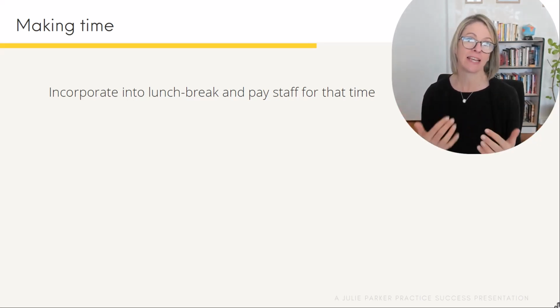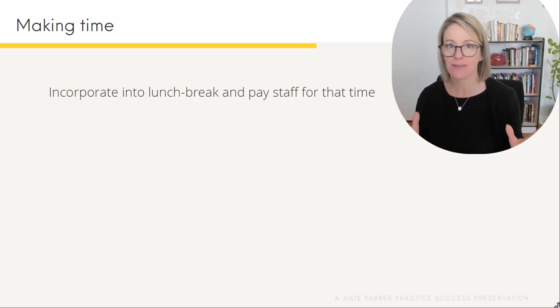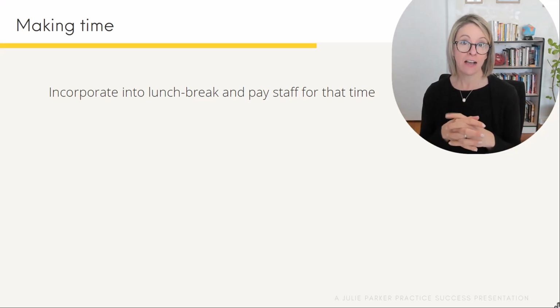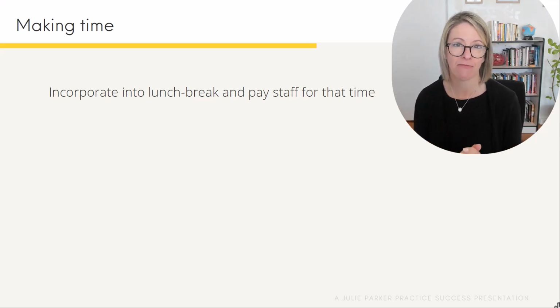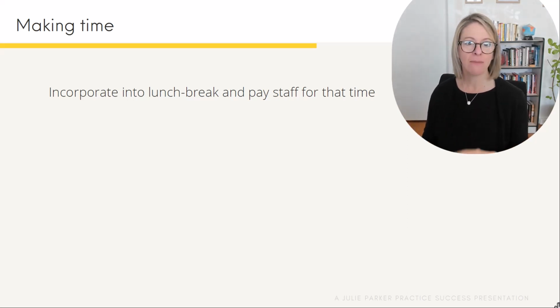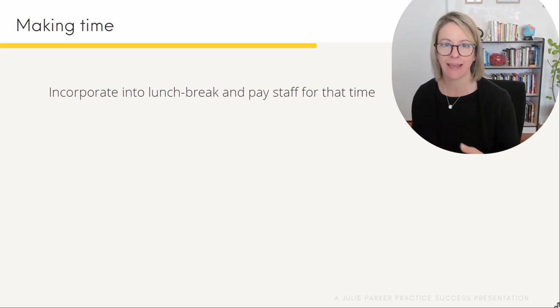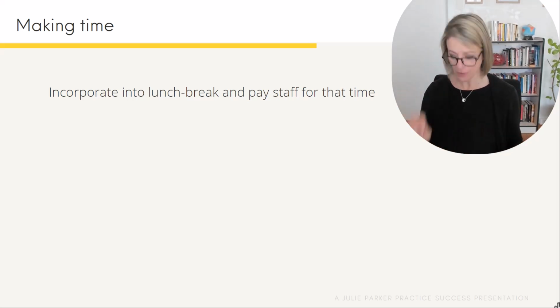And it's certainly been the case when I've gone into so many different practices. Incorporating staff meetings into lunch breaks and paying them for that time, I haven't actually come across much resistance around that whatsoever. And people often prefer that than staying back a bit later in the day for a staff meeting that's been locked on to the end of the day.